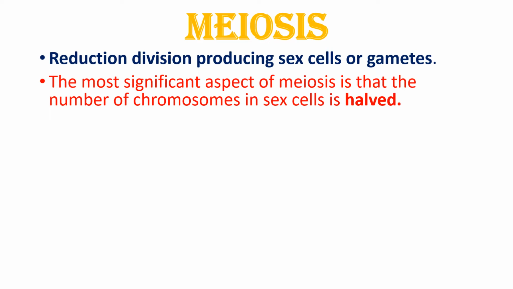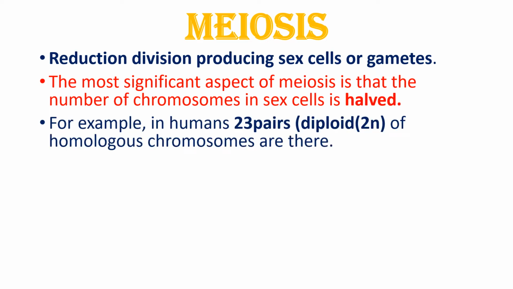The most significant aspect of meiosis is that the number of chromosomes in sex cells is halved. Right? That means, suppose an organism is having 16 chromosomes in their body cells, then what is the number of chromosomes in that organism's sex cells? That is 8. 8 chromosomes will be there in their sex cells.